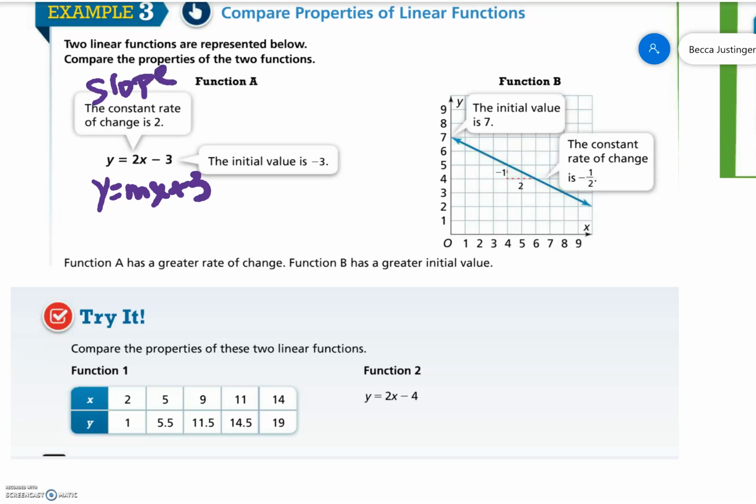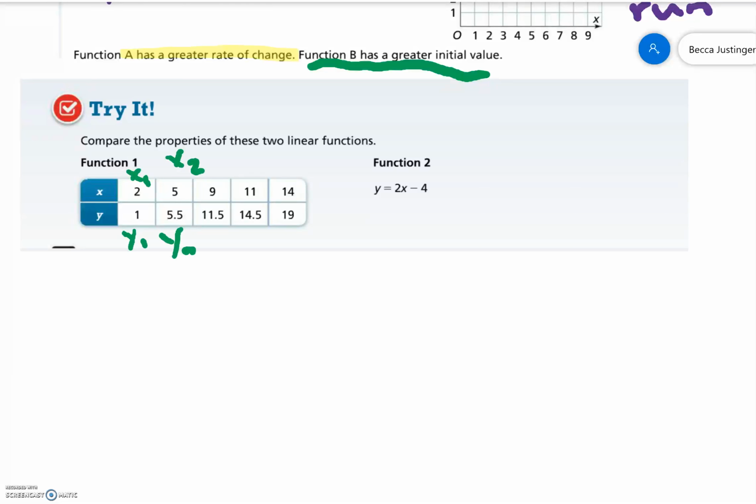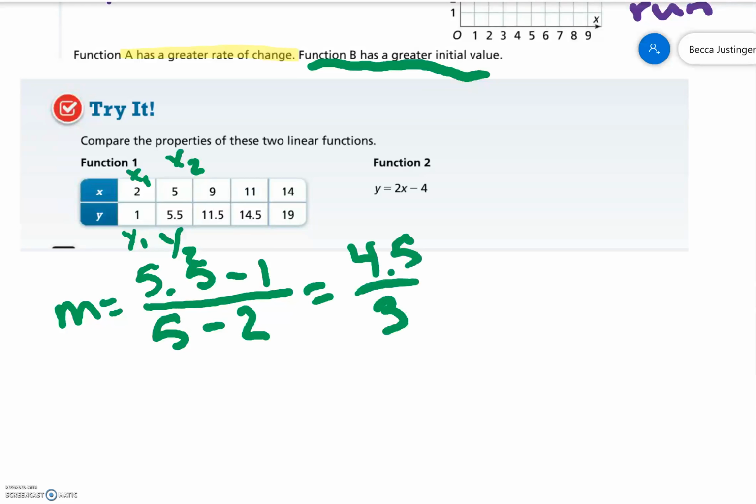Try it. Compare the properties of these 2 linear functions. Well, function 1, let's find the slope first. So this is x1, y1, x2, y2. We use our slope formula, y2 minus y1 over x2 minus x1. So 5.5 minus 1 over 5 minus 2 gives me 4.5 over 3. So I get out my calculator. 4.5 divided by 3 is 1.5. So the slope for function 1 is 1.5.